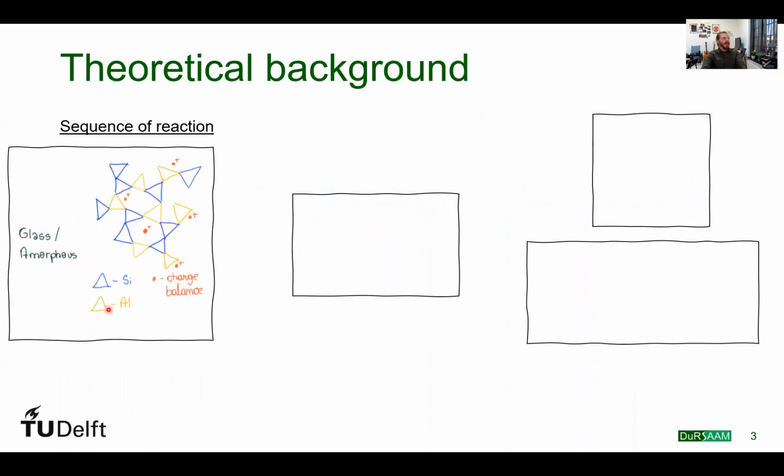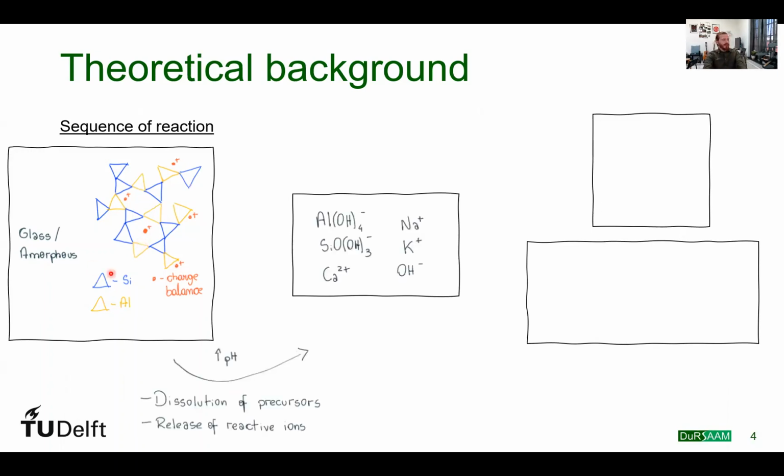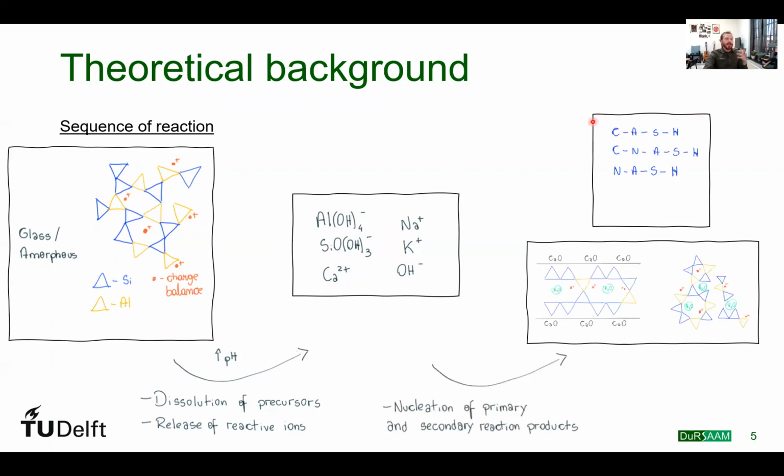First, we have the amorphous portion of the precursors, which will make contact with alkaline solutions. These alkaline solutions have high pH, which will destroy the framework of the precursor and release reactive ions into the aqueous medium. These reactive ions will combine with each other to form what we know as reaction products, like the gels, the primary reaction products, or some secondary reaction products. So essentially, everything begins with the dissolution of the glass portion of the precursor.